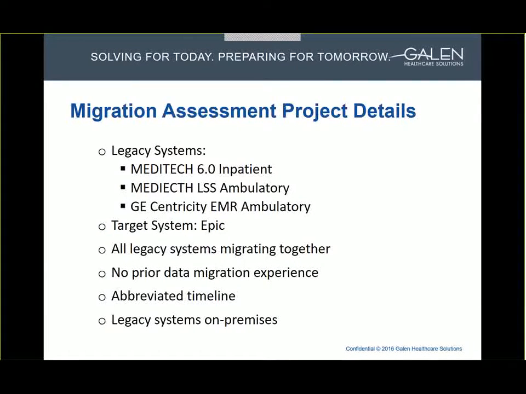The migration project that we'll be referring to was performed for a health system that had 3 legacy systems migrating to an existing instance of Epic. The hospital was using Meditech 6.0, and the clinics were using a mix of Meditech LSS and GE Centricity EMR. Prior to the assessment, they had made the decision to migrate all 3 systems together and scheduled to go live for all of them at the same time, known as a Big Bang strategy.